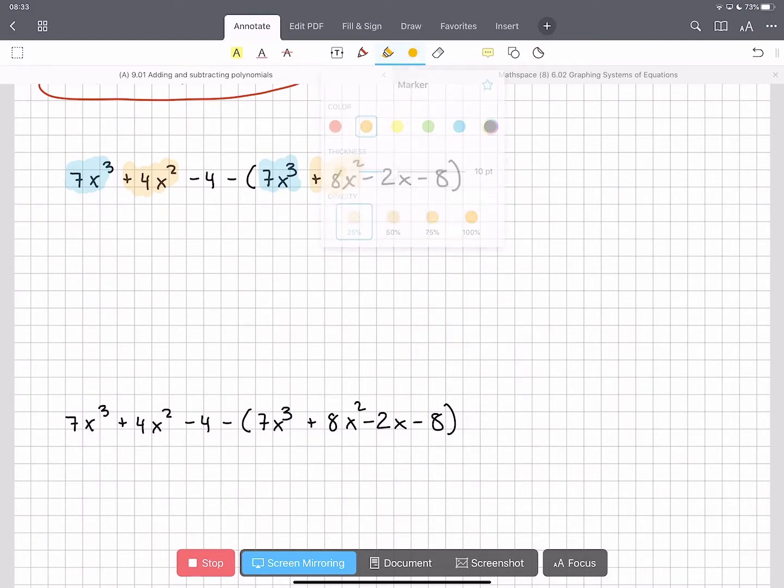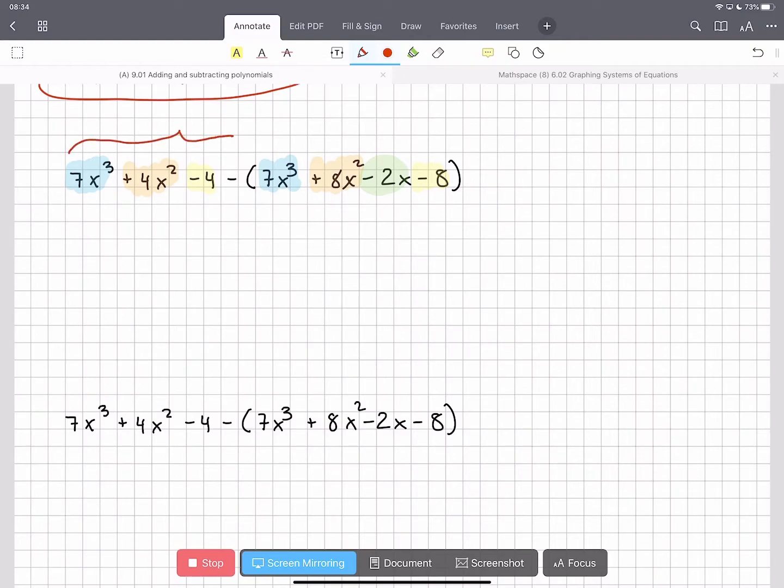Now I've got a negative 4 and a negative 8. And then I notice I've got this very lonely negative 2x. There's not a matching x variable on the left side of my expression. So here's how we'll handle this. I'm going to write this amount here on top, 7x cubed plus 4x squared plus 0x. I don't have any x's to match with this, so I'm going to put it as 0x.